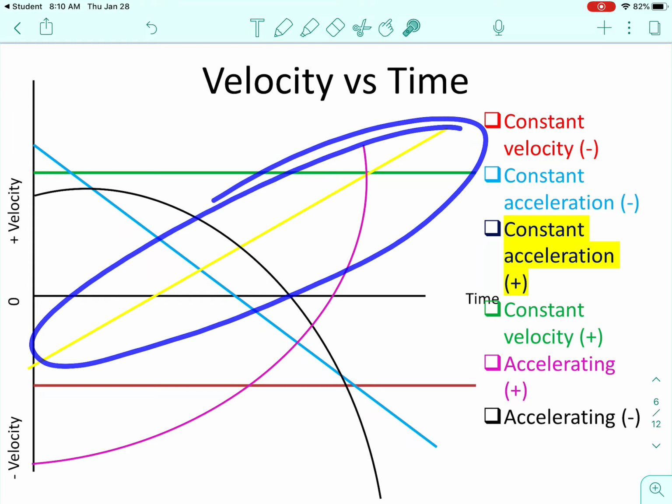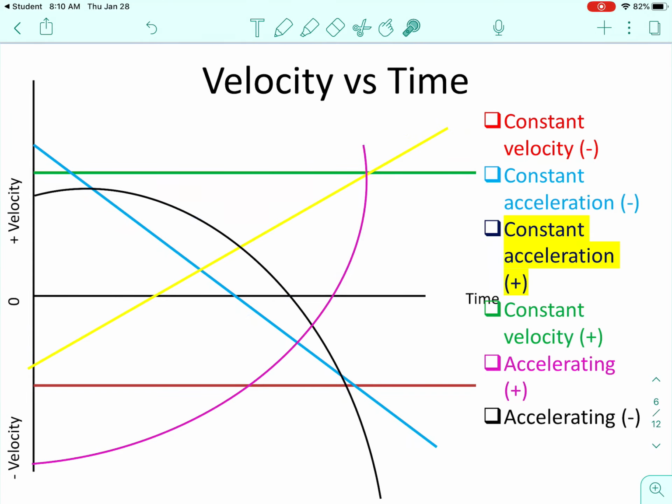Yellow line. It's got a positive slope, so you have a positive acceleration, and it's a straight line, so your acceleration is constant. So your speed is increasing over time. Velocity is increasing over time. And the blue line. So blue line is here. That's a negative slope, so you have a negative acceleration. Again, it's straight, so it's a constant negative acceleration, and your velocity is decreasing over time.